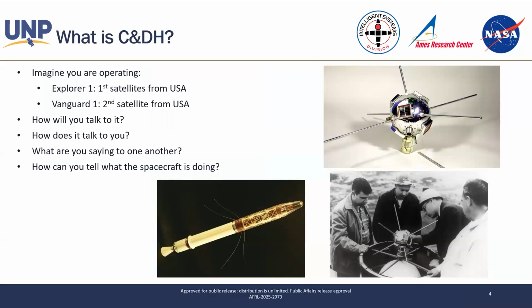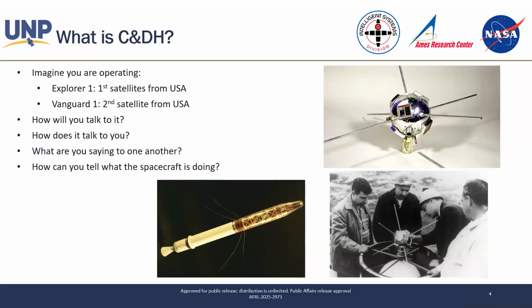In general, what you're trying to do is ask the question, imagine you're some of the first spacecraft operators. This is Explorer 1 down here on the bottom left. That's Vanguard 1 over there on the right-hand side. These are the first two spacecraft launched by the United States. And Vanguard, to scale, you can see some of the engineers integrating it onto the rocket. It's a nanosatellite.